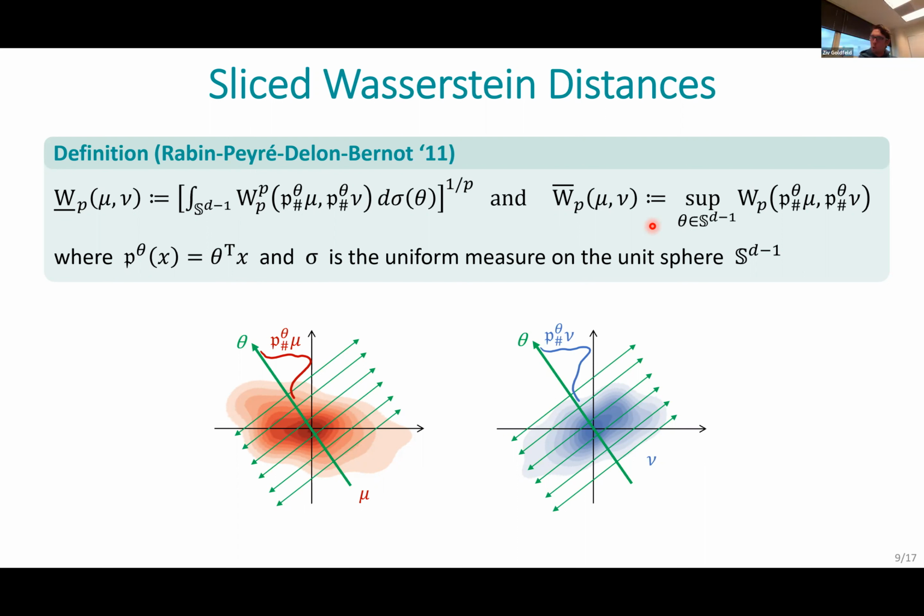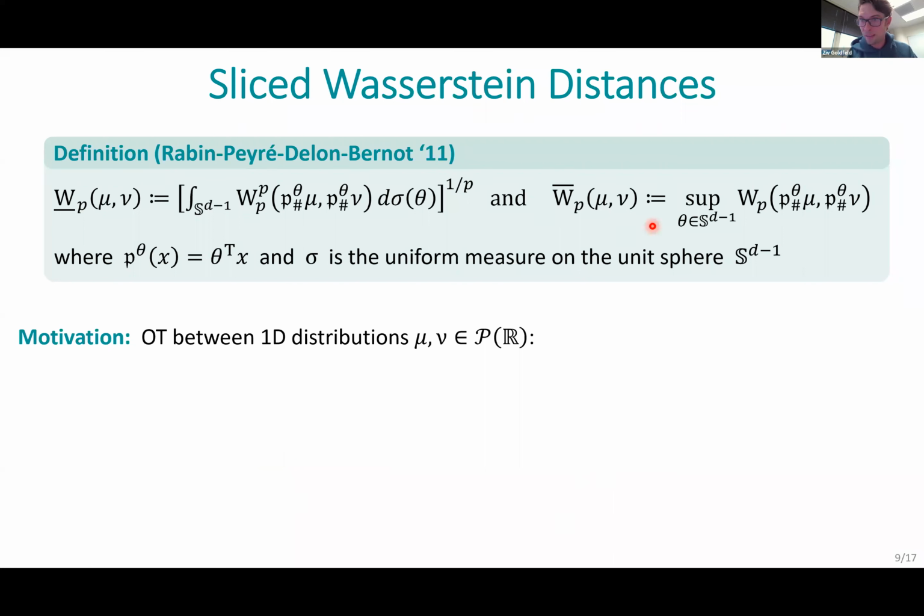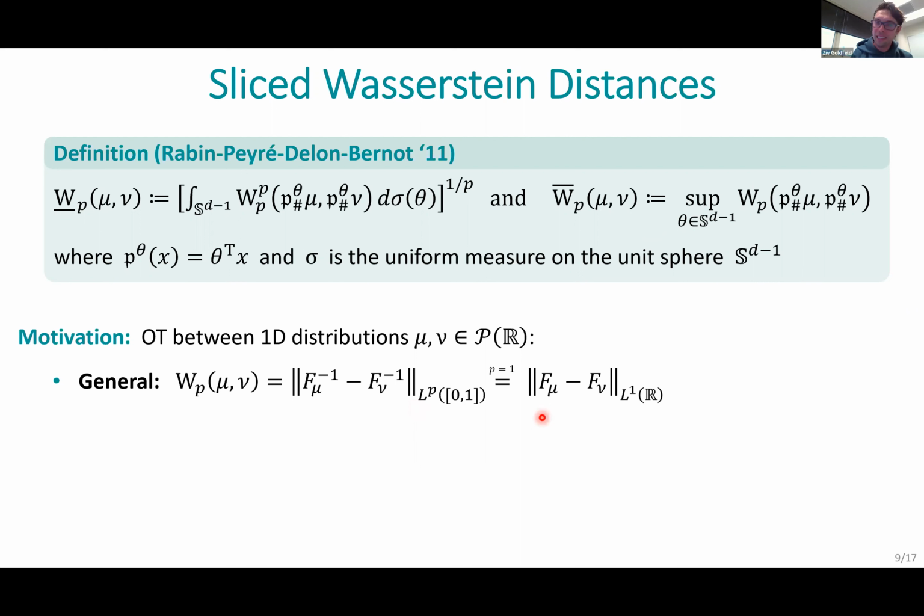The motivation for doing that is that it turns out that optimal transport between one-dimensional distributions is a simple problem, unlike the d-dimensional case. First of all, you can compute W_p between distributions on the real line in closed form as the L^p norm between their quantile functions, which in the p=1 case further simplifies to the L^1 norm between CDFs.